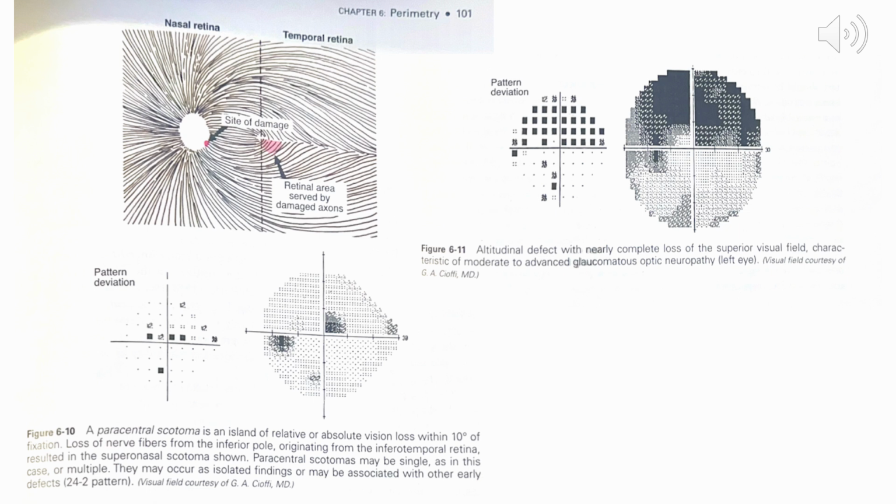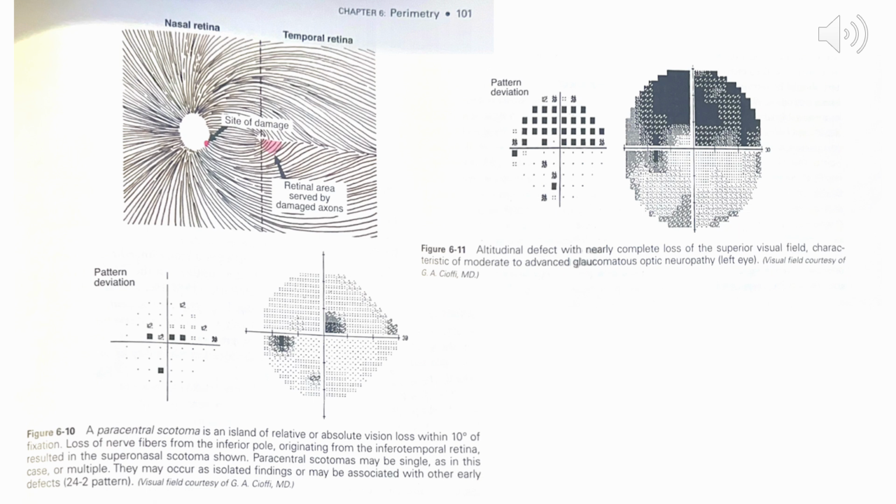The visual field example here shows a small focal defect that can easily be missed if one focuses only on total deviation plots. Next, we have the altitudinal defect in Figure 6-11. This is defined by nearly complete loss of an entire horizontal hemifield, in this case, the superior half.